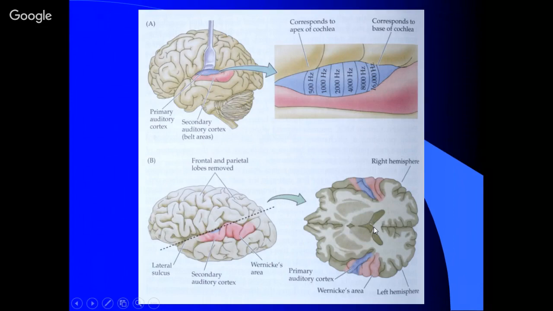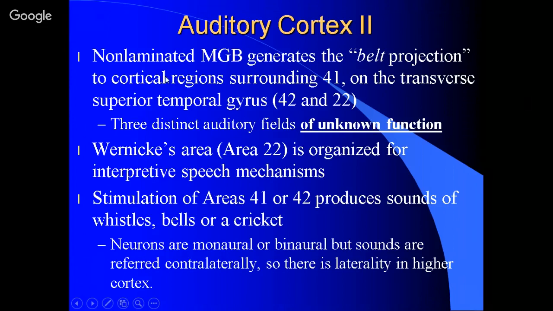The non-laminated medial geniculate provides the belt. This is for localization and things like that. We're not going to talk about that. Wernicke's area, then, we said is for speech. Here in areas 41 and 42, the sounds are primitive. As you move into the secondary, they become more complicated, and finally you end up with speech.